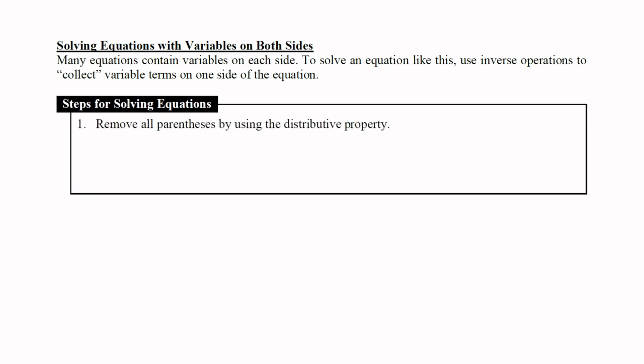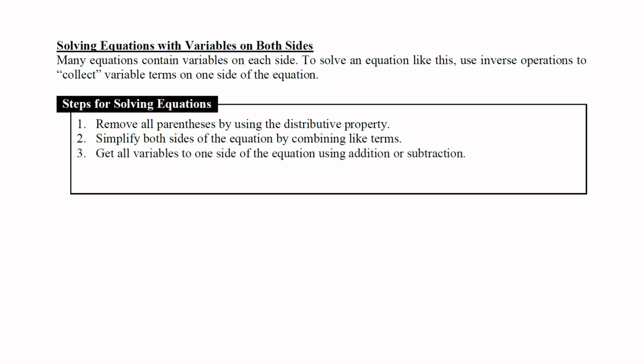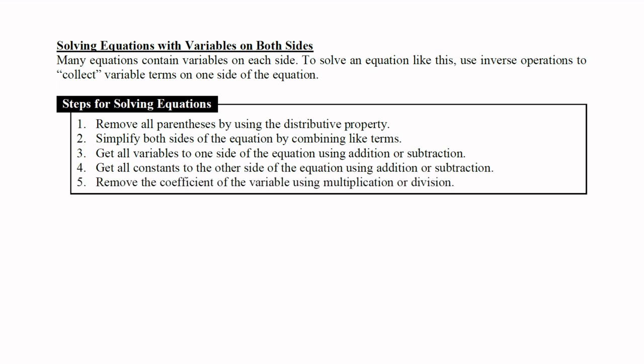You're going to start by removing all parentheses by using the distributive property. Then you'll simplify both sides of the equation by combining like terms. Once all your like terms are combined, get all the variables to one side of the equation using addition or subtraction. Get all the constants or numbers to the other side of the equation using addition or subtraction. And then remove the coefficient of the variable using multiplication or division.